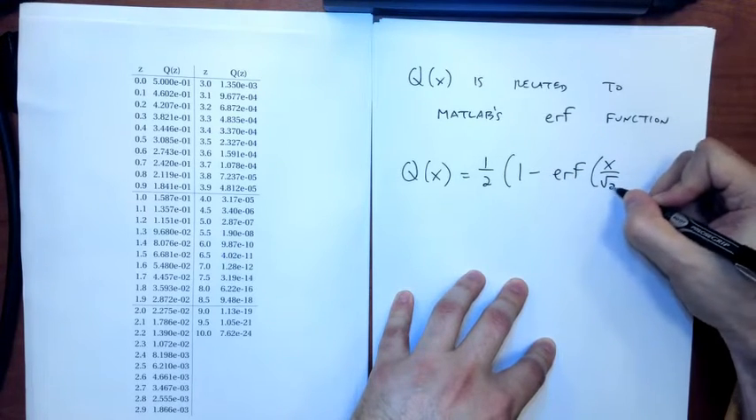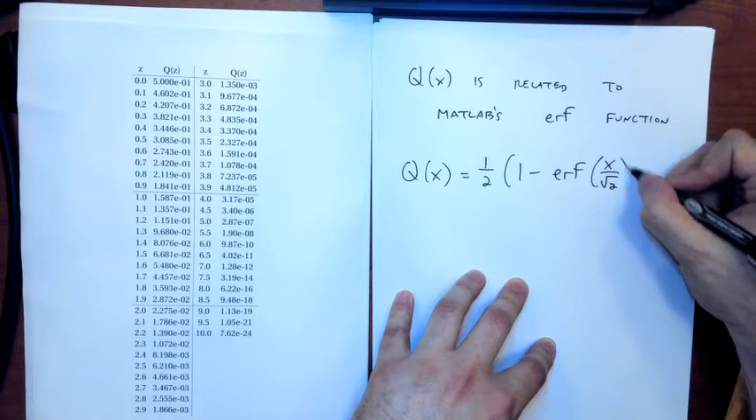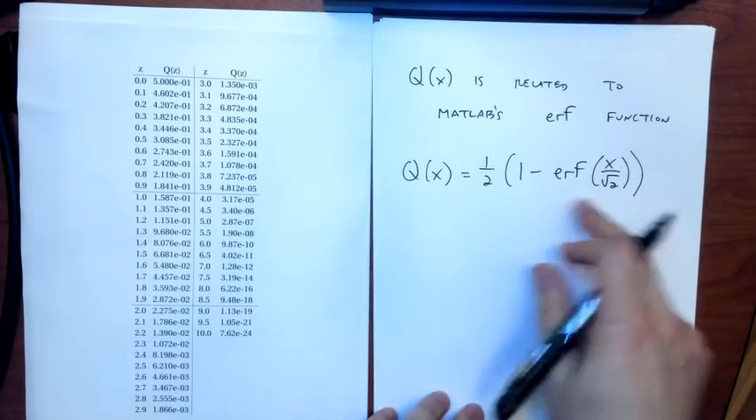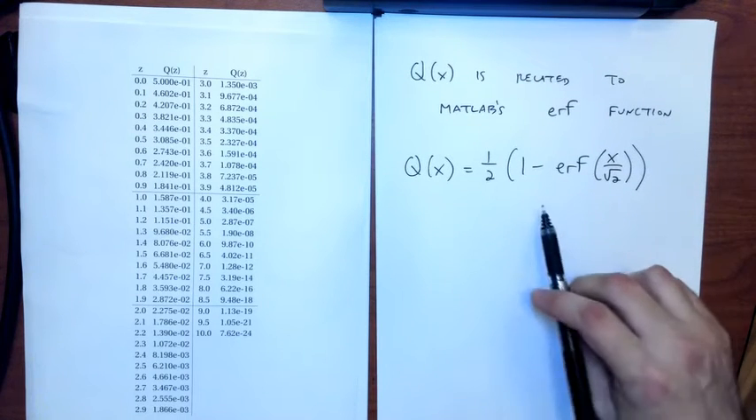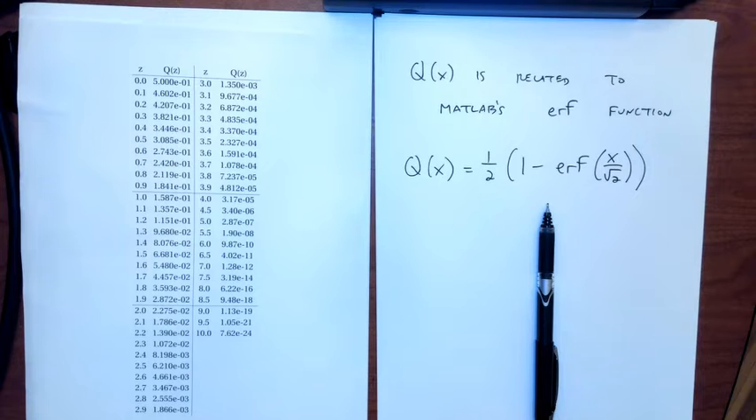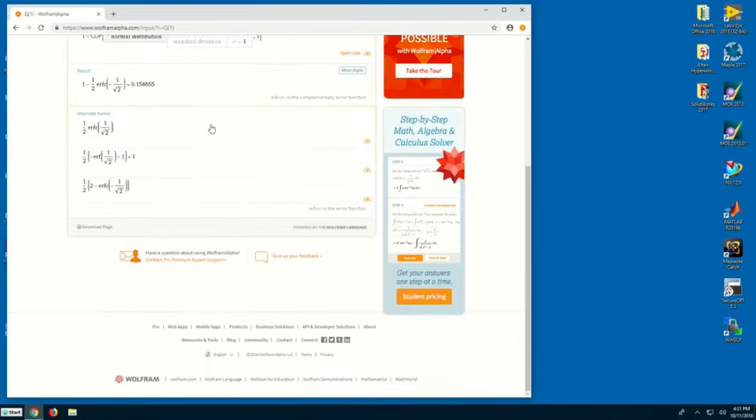So you have to do a little bit of footwork to get from what MATLAB gives you to Q of x. There may be a more direct way to do it now in MATLAB, but this is the way it used to be. And if you go to Wolfram Alpha, which I think is a great way to check your work when you're doing these kinds of things, but also keep in mind that you're not going to have Wolfram Alpha on the exam.